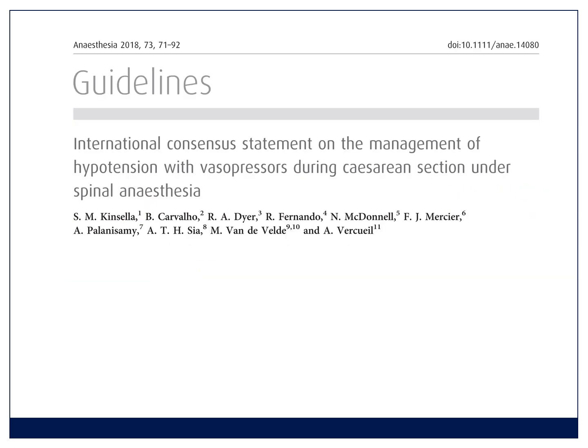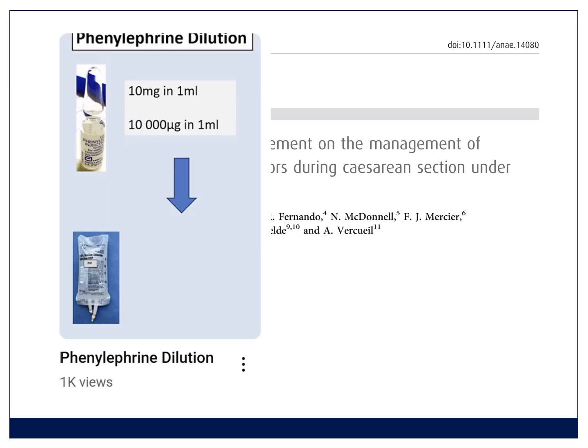This is another article worth reading. It's called the International Consensus Statement. It was published in Anesthesia in 2018. It's a panel of world experts, including South African ones. And this guideline recommends that you run a prophylactic phenylephrine infusion on all your patients at 25 to 50 micrograms per minute. So on this channel, you'll find a phenylephrine dilution short, which will tell you how to mix it.